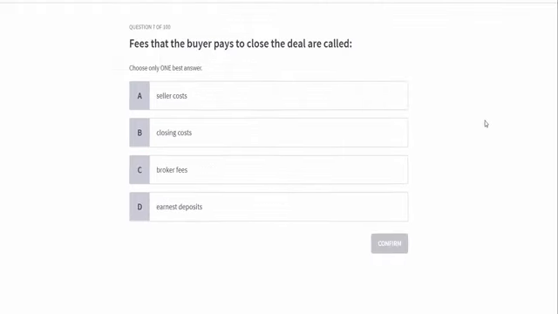Fees that the buyer pays to close the deal are called, and there's 4 options like usual: A, seller's cost, B, closing costs, C, broker fees, or D, earnest deposits. So like always, here's an opportunity for you guys to come up with your answer on this one.